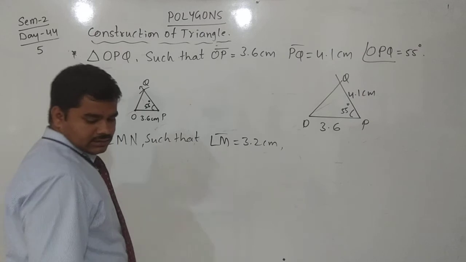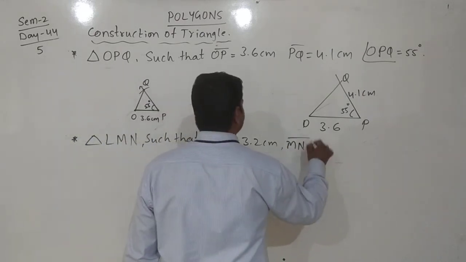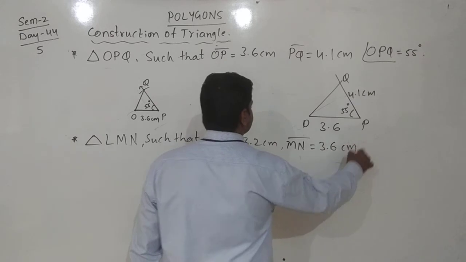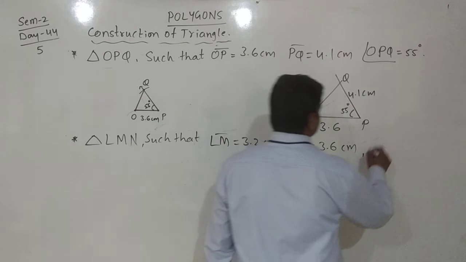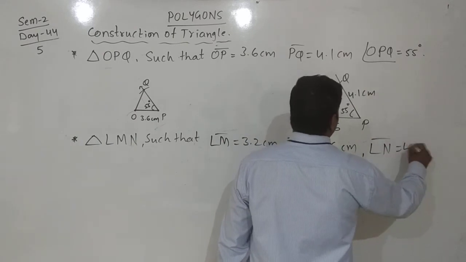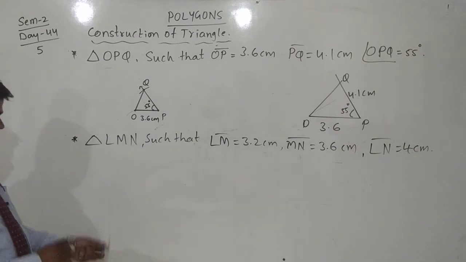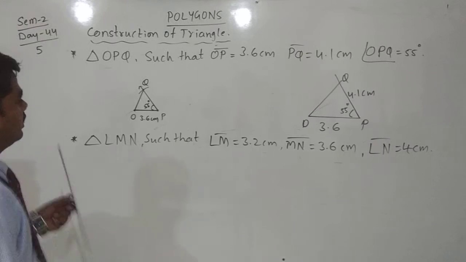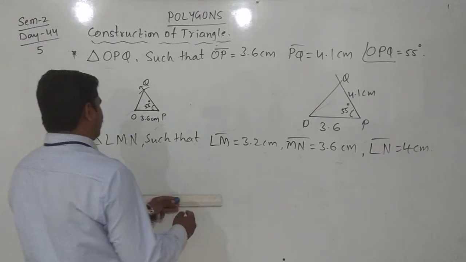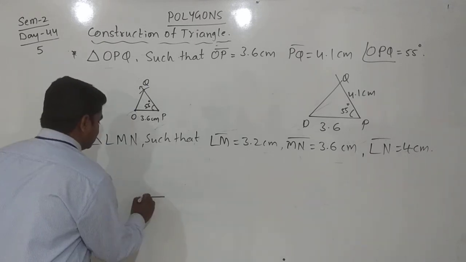Next, line segment MN is equal to 3.6 centimeter. And one more, that is LN is equal to 4 centimeter. With the help of ruler, first you draw the LM. LM is 3.2 centimeter. Yes, this much it is 3.2 centimeter.